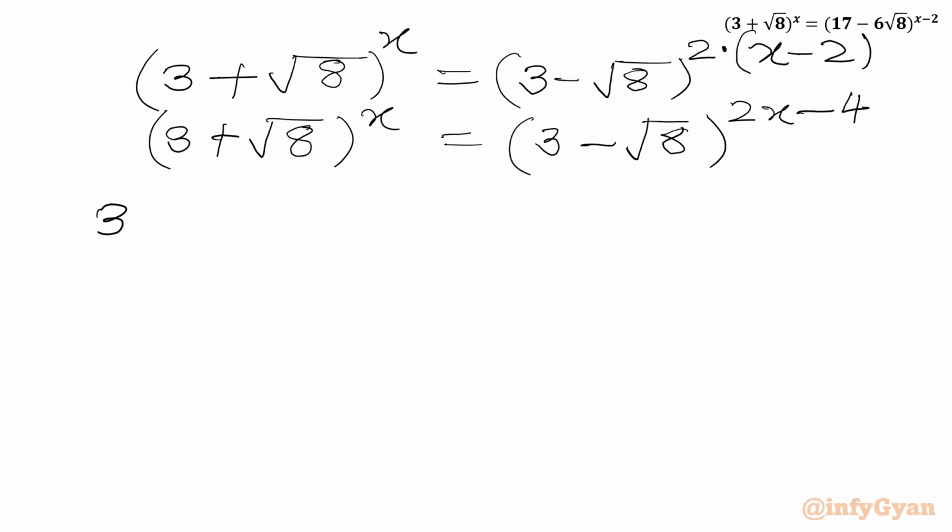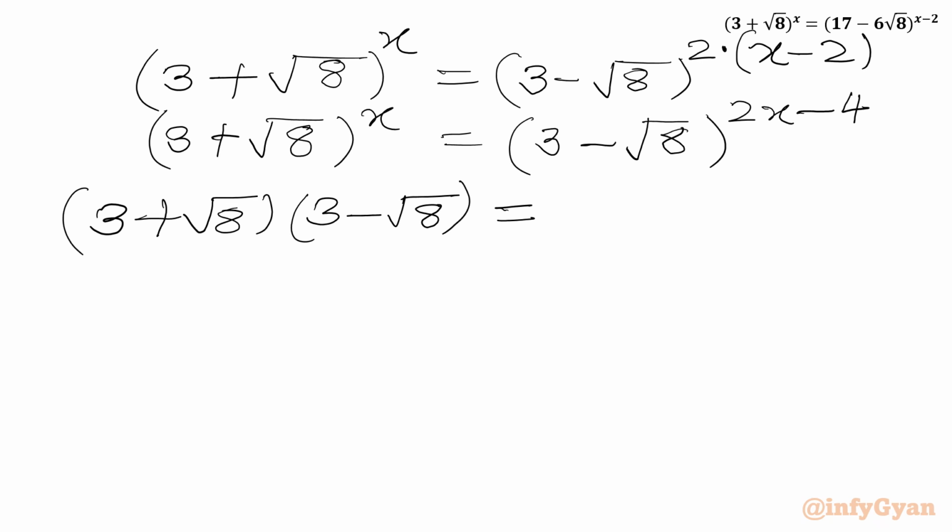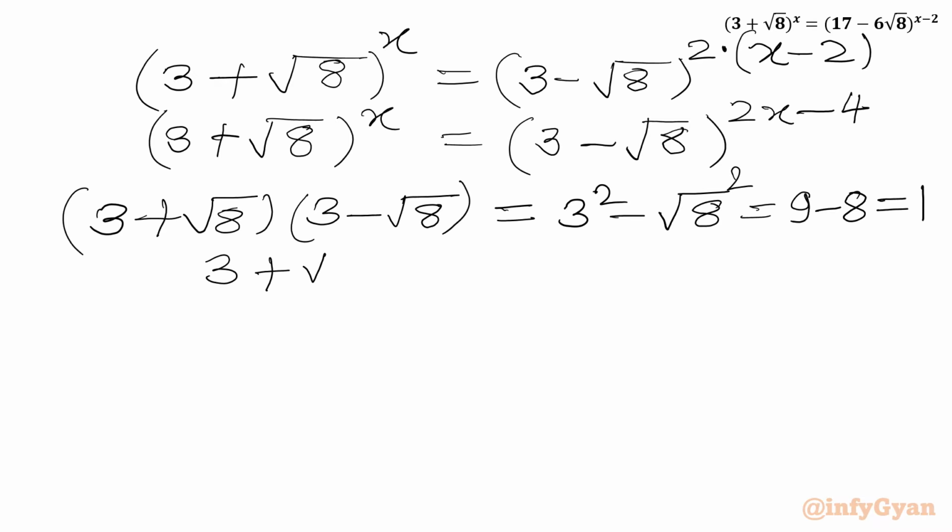Now I will multiply 3 plus square root 8 with 3 minus square root 8. We know the difference of two squares identity: a plus b times a minus b equal to a square minus b square. So I can write here 3 square minus root 8 square. 3 square is 9, root 8 square is 8, the value will be 1. Now we'll write 3 plus square root 8 times 3 minus square root 8 equal to 1.